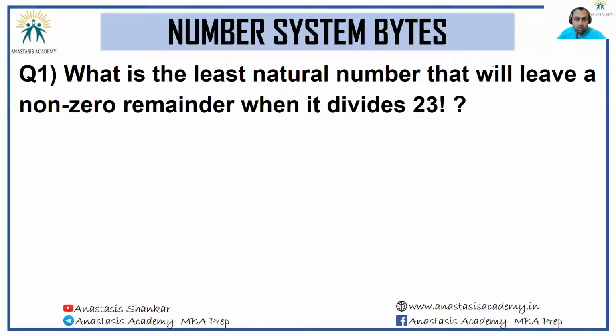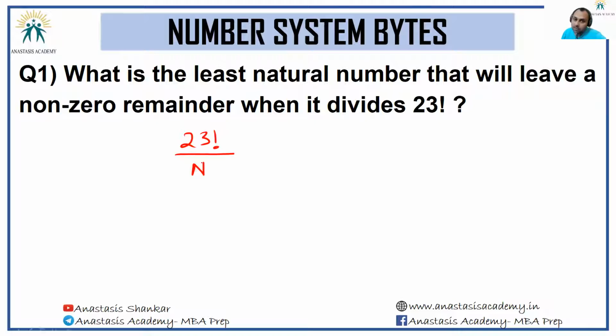Let's look at the solutions of number system bytes for this day. What is the least natural number that will leave a non-zero remainder when it divides 23 factorial? We are looking for the least natural number which, when it divides 23 factorial, gives a non-zero remainder. Basically, 23 factorial should not be divisible by this n.